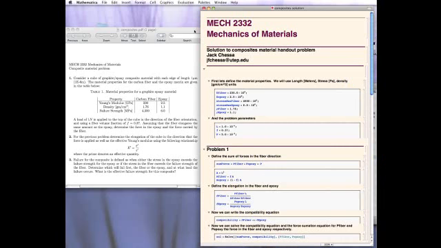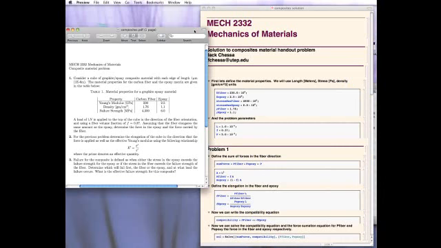Okay, so on this one, I'm going to do the solution for this composites handout problem that I talked about in class on Tuesday. So I'm going to solve it in Mathematica. I already kind of did this. You can do this by hand as well. It goes the same way, but I'm a big proponent of using Mathematica.